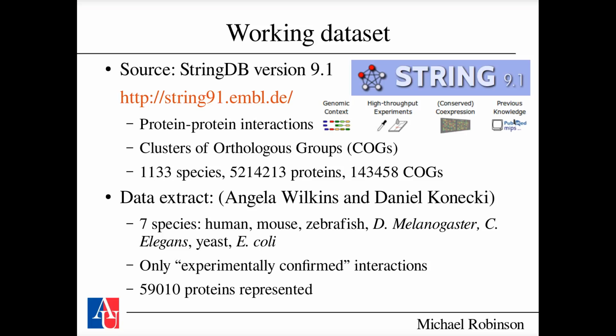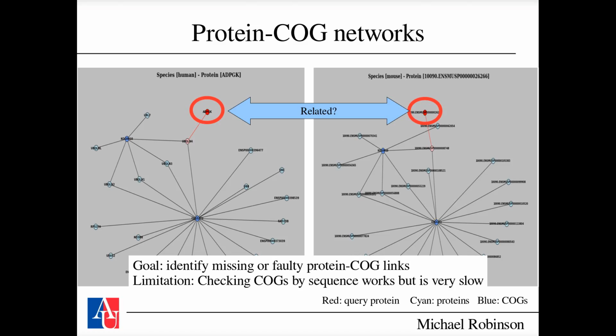The data set we're going to talk about is StringDB version 9.1. The data was given to us from Angela Wilkins and Daniel Konecki from Baylor College of Medicine. They picked out 7 species that were interesting. They pulled out a bunch of protein-protein interactions and a list of COGs that are known. In all, just under 60,000 proteins are represented in the data we're going to process.